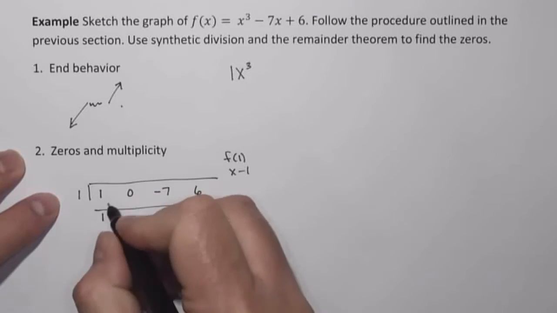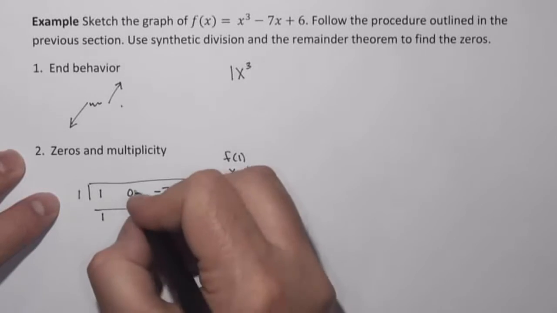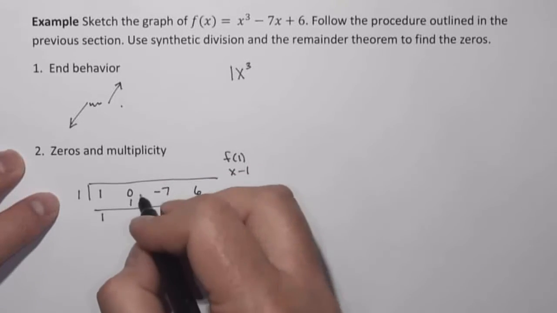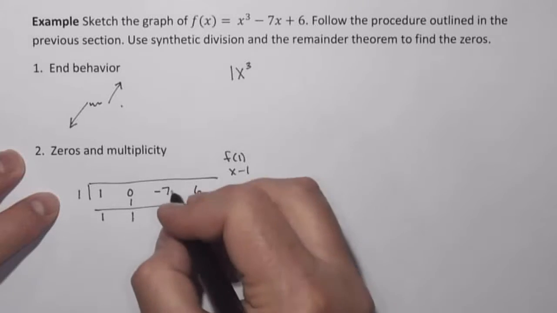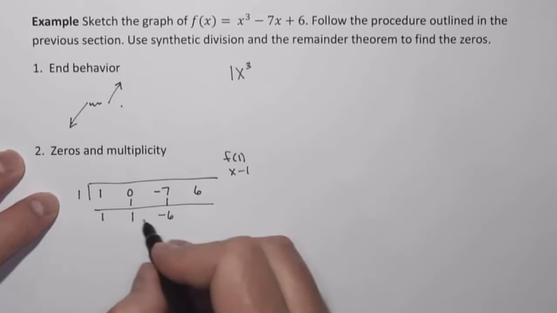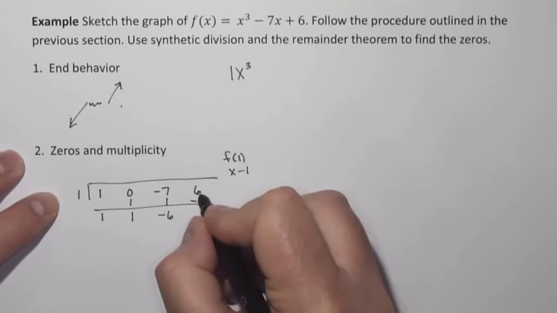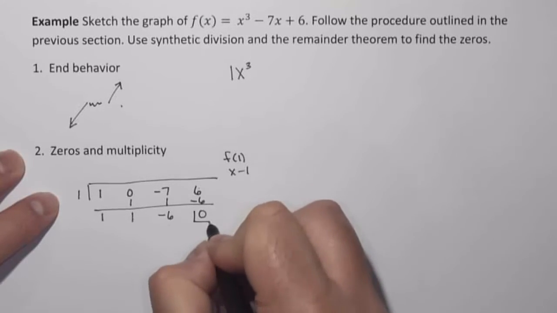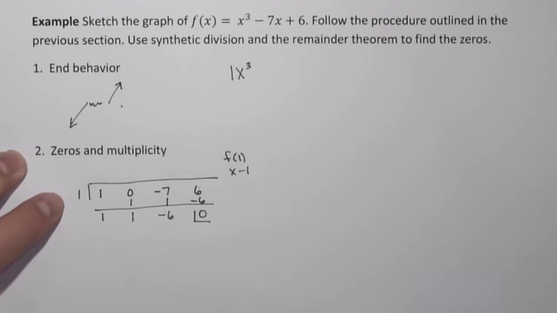So using synthetic division, drop down my 1. 1 times 1 is 1. 0 plus 1 is 1. 1 times 1 is 1. Negative 7 plus 1 is negative 6. 1 times negative 6 is negative 6. 6 plus negative 6 is 0. So I got lucky.